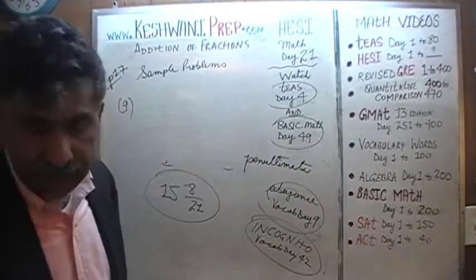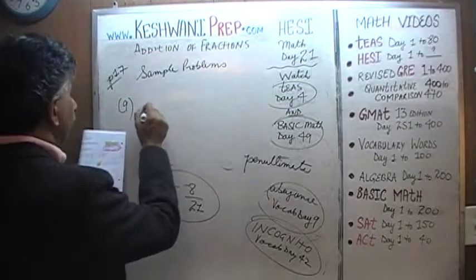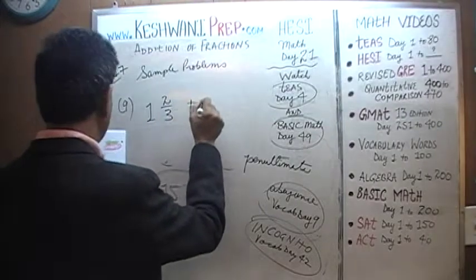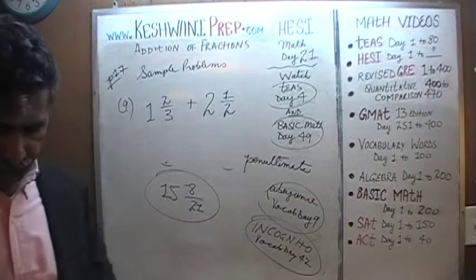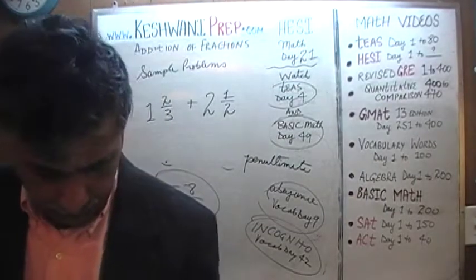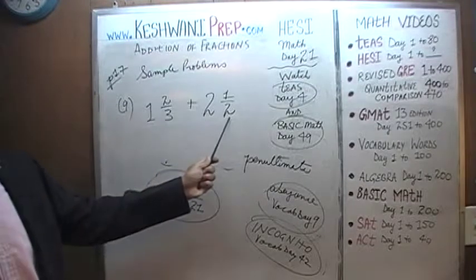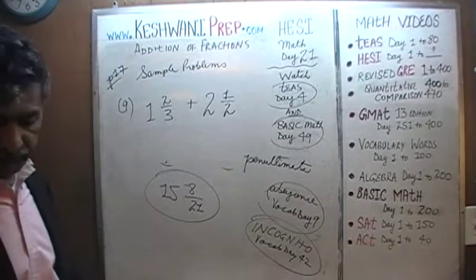The penultimate one, the second to the last one. 1 2/3 plus 2 1/2. Again, this is different than the previous question, because in the previous question we just had to convert one fraction in the form of the other. Here we have to work on both of them, so let's do it separately.